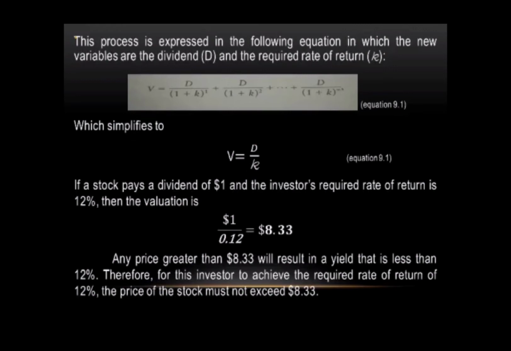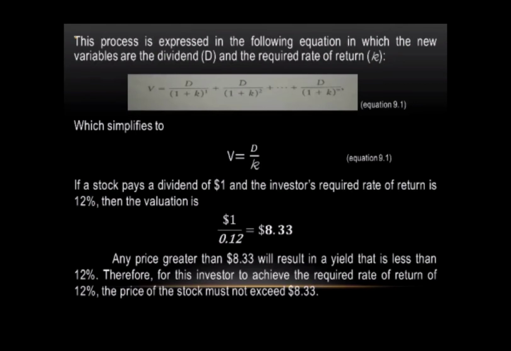This process is expressed in the following equation in which the new variables are the dividend D and the required rate of return, small capital K. So from that long process, gi-simplify nato ang equation, which is now V, the valuation, equals D, the dividend, over K, the required rate of return. For example, if a stock pays a dividend of $1 and the investor's required rate of return is 12%, then the valuation is $1 over 0.12 equals $8.33.